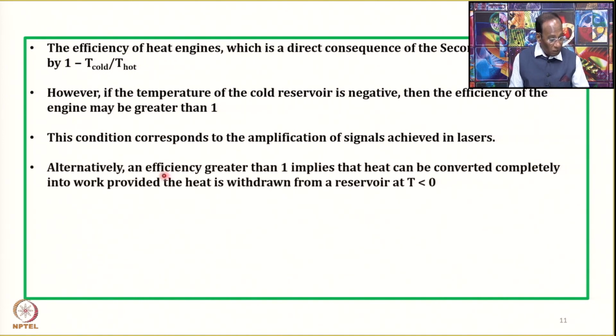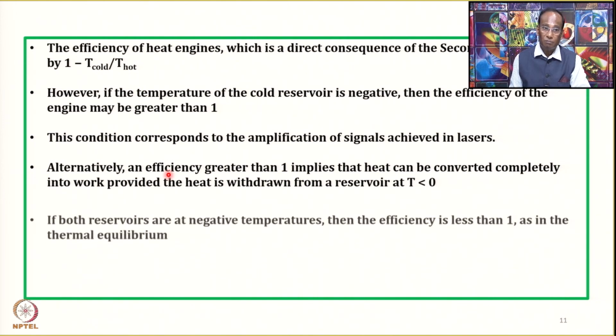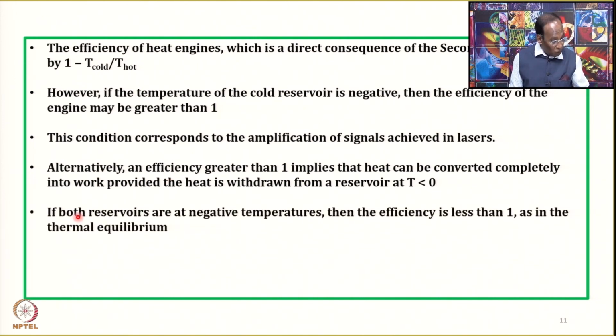Alternatively, what is the meaning of efficiency greater than 1? It means that heat can be converted completely into work provided the heat is withdrawn from a reservoir which is at a negative temperature. Now, if both the reservoirs are at negative temperatures, then efficiency is less than 1, as in thermal equilibrium. Because if both are negative, negative becomes positive, and overall negative sign remains over there.